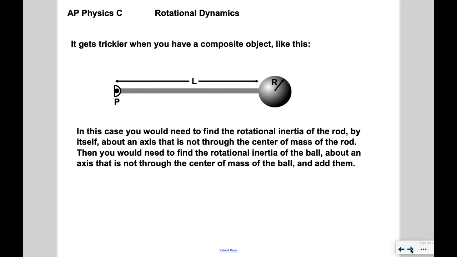We would then need to find the rotational inertia of the ball about an axis that is not through the center of mass. If the ball were solid, it would be 2/5 mr squared, and then plus mh squared. The h for the ball would be L plus r, because that's how far its center of mass is from the rotation axis. We would need each of those individual components and then add them all up to find the rotational inertia of this composite object. So we'll see that more than once.